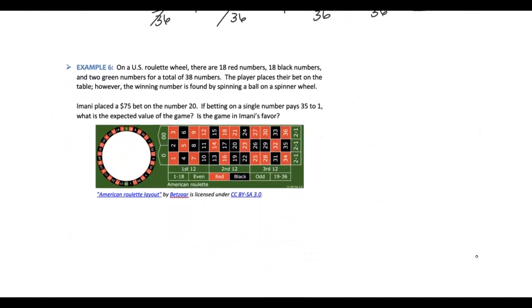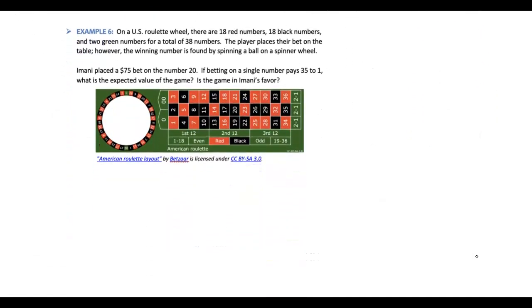Example 6. On a U.S. roulette wheel, there are 18 red numbers, 18 black numbers, and 2 green numbers for a total of 38 numbers. Amani placed a $75 bet on the number 20. If betting on a single number pays 35 to 1, what is the expected value of the game? And we'll also discuss, is the game in Amani's favor?